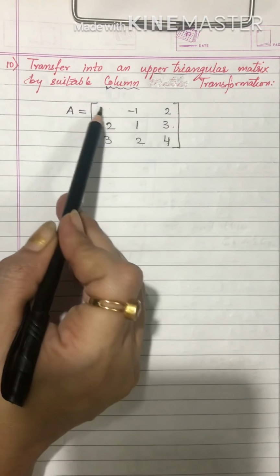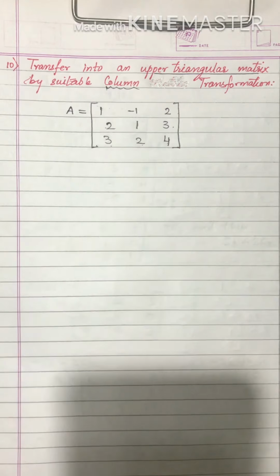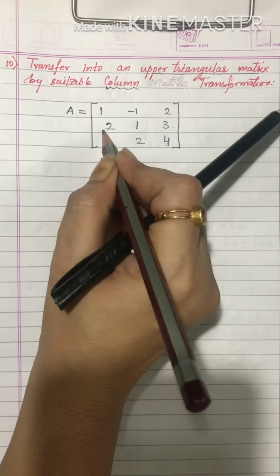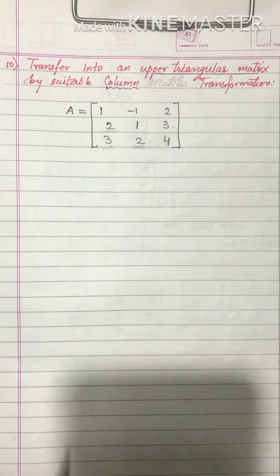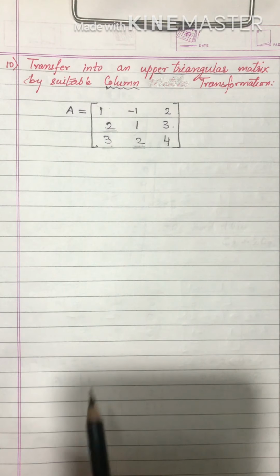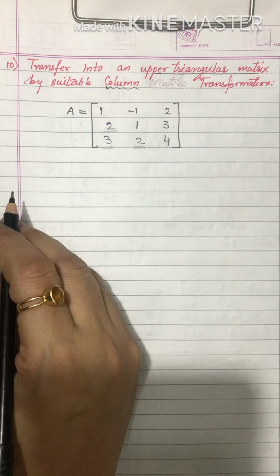The elements that are below the diagonal, that is this one and this one. These three elements we have to convert into 0. So let's see how we can do this.